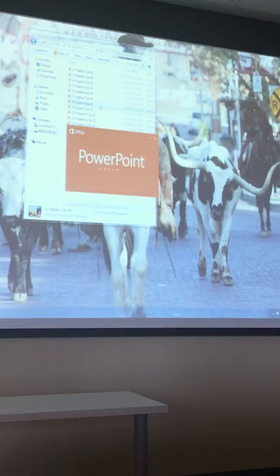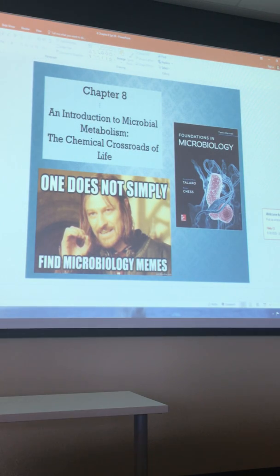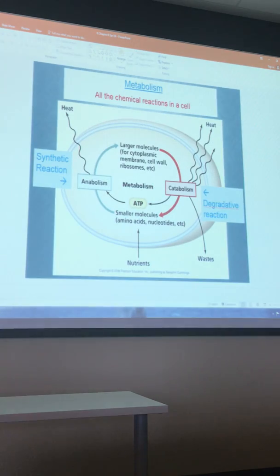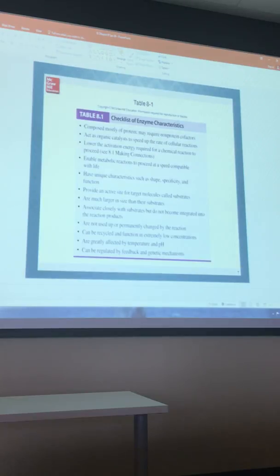There he goes. So chapter 8, it's got some enzyme stuff in it, but first thing I've got a question on is metabolism. So know the definition of metabolism. Know all the characteristics of enzymes. So there's another table that you need to know. Table 8.1.